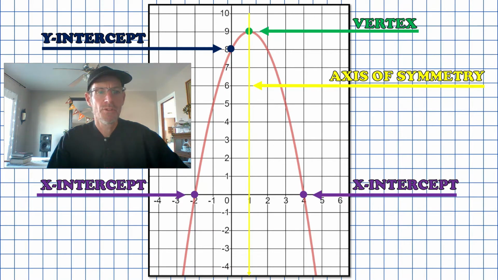Hello, Math 2 students. The first thing that I want you to do today is look at this picture on the screen. And I'm going to ask you a few questions about these vocabulary words that we use every day.